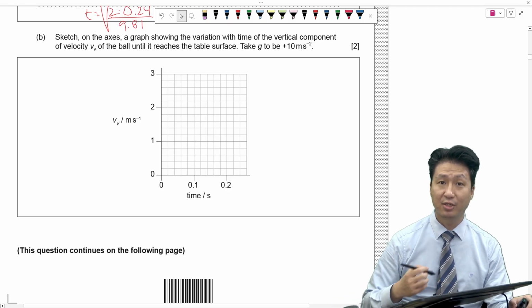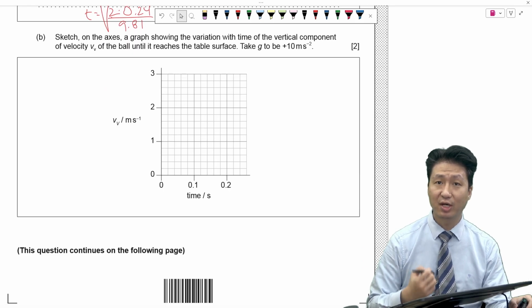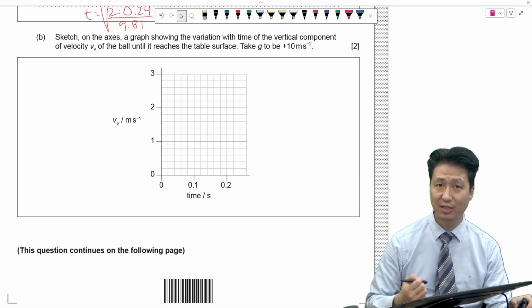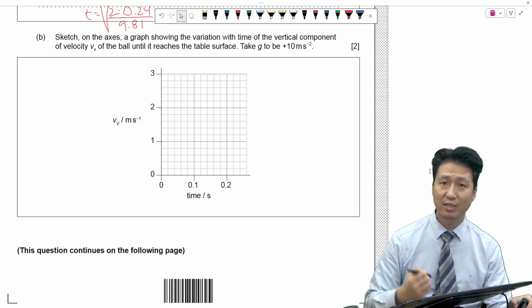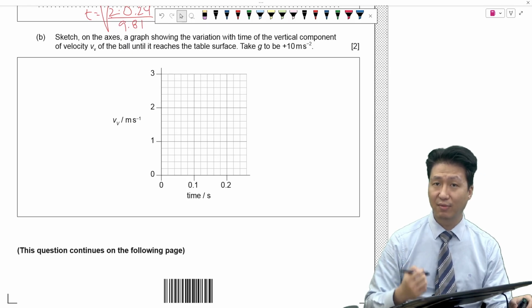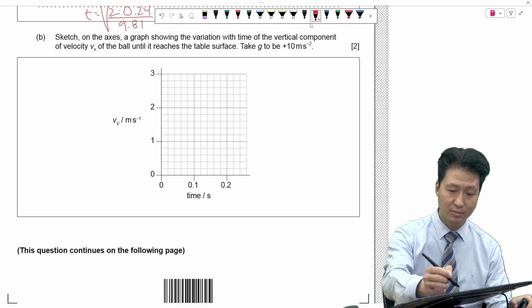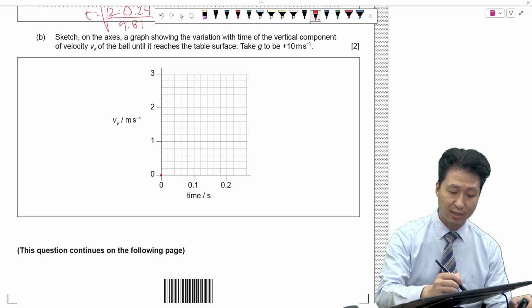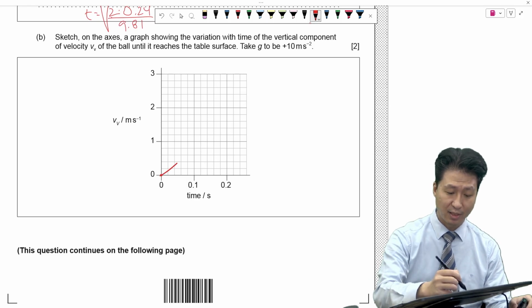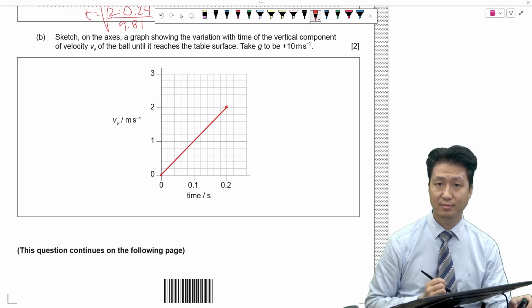Part B says, sketch on the axis a graph showing the variation with time of the vertical component of velocity of the ball until it reaches the table surface. Take g, the gravitational acceleration, to be positive 10 meters per second squared. So we will start at 0, 0 at the origin. It will be a straight line that ends here.